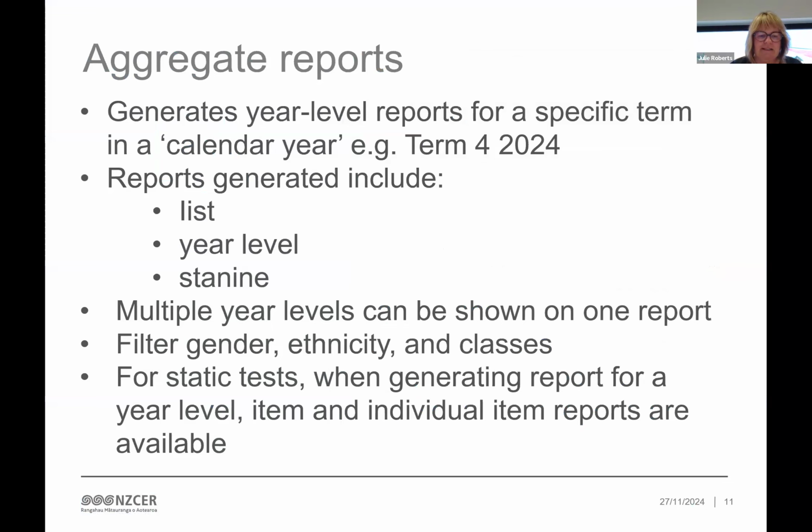The reports we're going to look at today are the aggregate, the progress over time, and the learner progress reports. Aggregate reports generate year-level reports for a specific term in a calendar year. Multiple year levels can be shown on a report. There is a range of reports available: list, year level, box plot, and stanine. And when viewing only one year level, the item and the individual item reports are available for static tests.